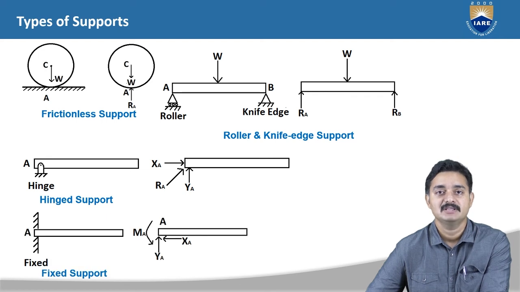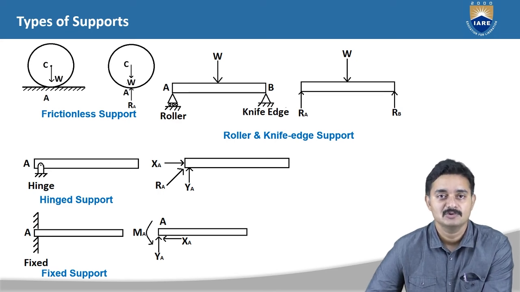The next type of support is the built-in support, also called fixed support. In this type of support, the body is fixed at the support point. There will be no movement in any direction at the support point. So, along with the X and Y axis direction reactions, there will be a moment reaction at the support as shown here. This concludes the session.